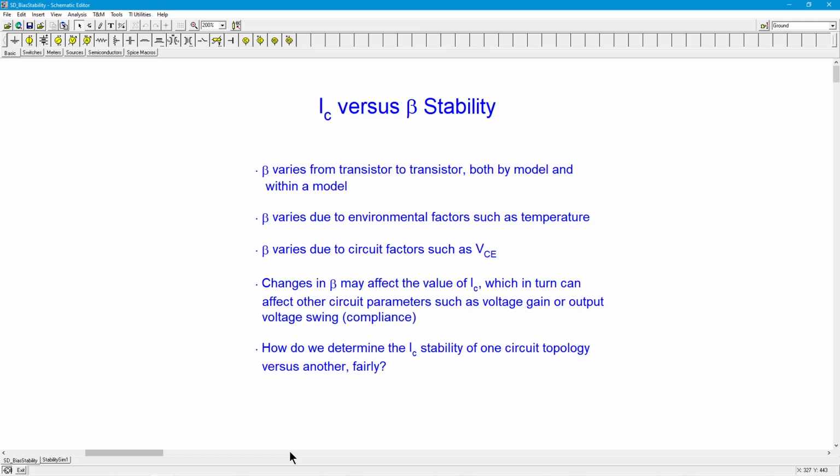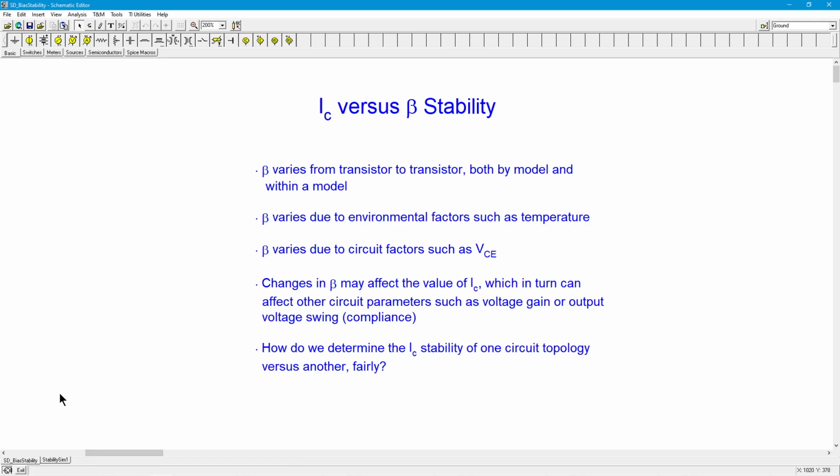So, finally, we ask the big question. How do we determine the collector current stability with regards to beta, one circuit topology compared to another one, in our case, a base bias and a collector feedback? And the key here is to do it fairly, because there's a little bit of a gotcha here, which we're going to explore. What you might think of initially is not necessarily the best way to do it.